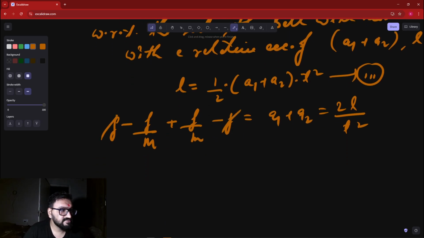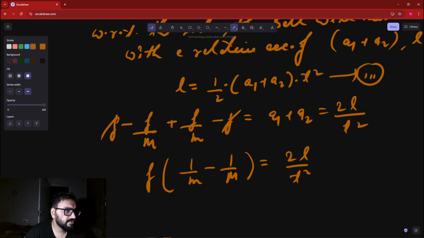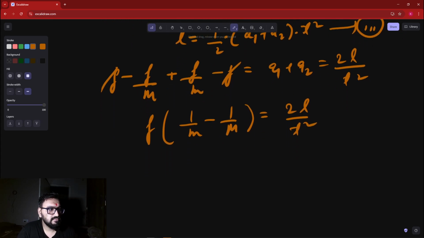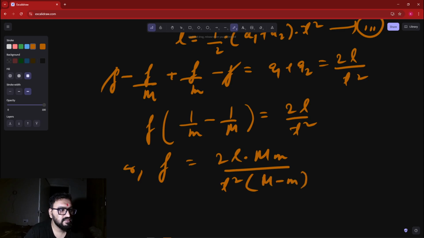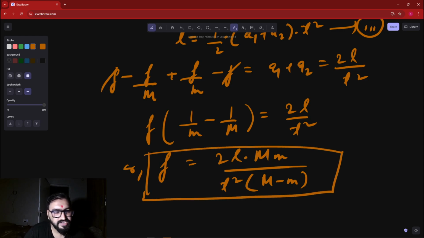So effectively g and g gets cancelled. If I take F out as common, I'll get 1 by m minus 1 by capital M equal to 2L by t square. Okay, which gives me the value of F as 2L into capital M into small m divided by t square into (capital M minus small m). This is what my frictional force will be in terms of an expression. Okay, expression in terms of L, capital M, small m and t.